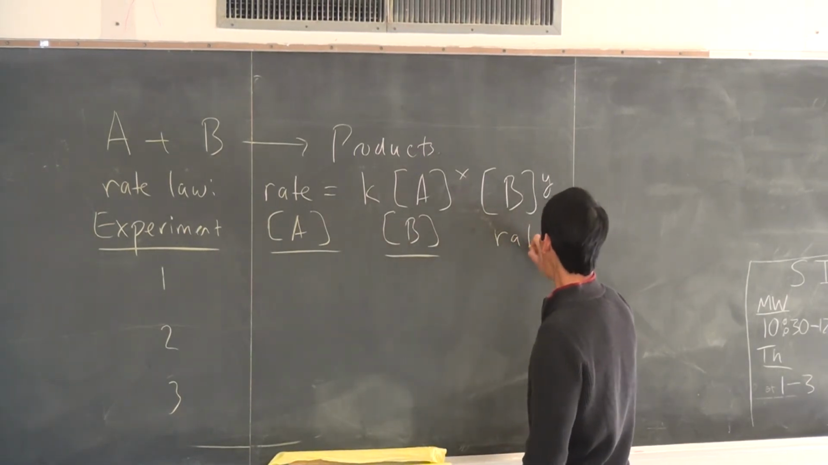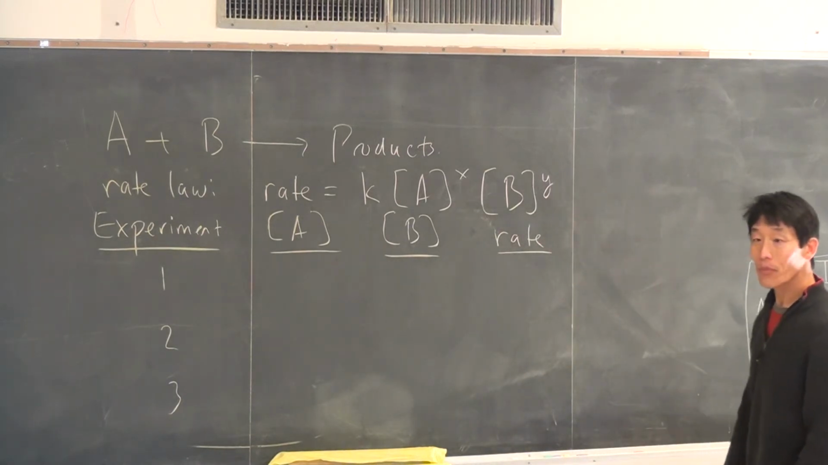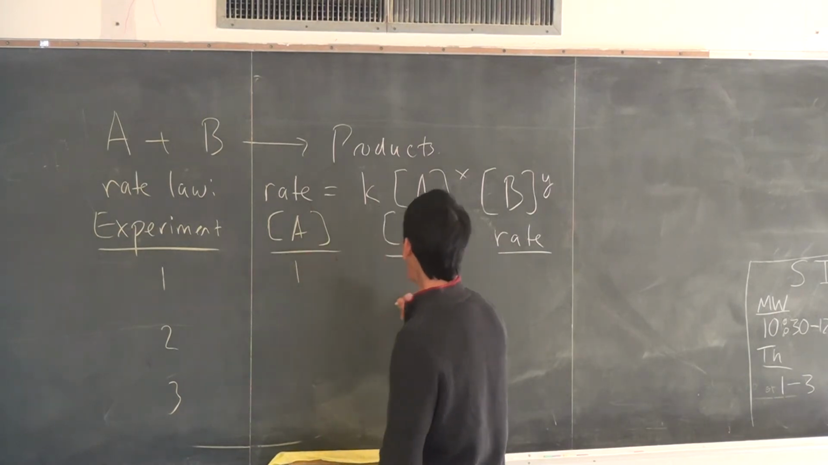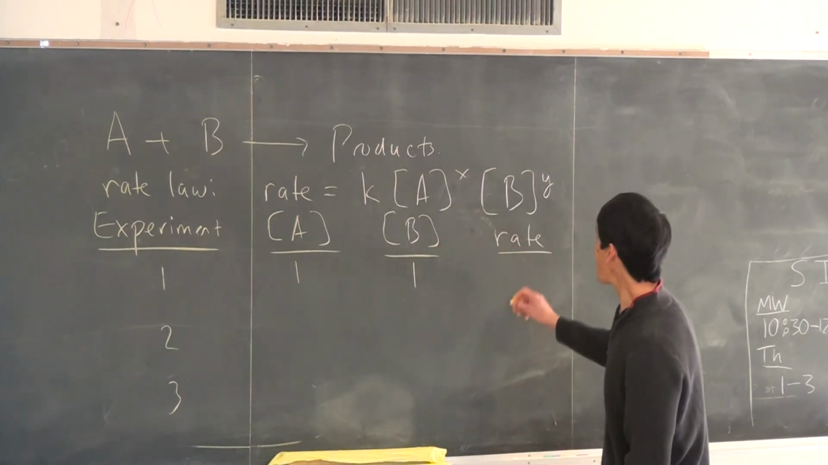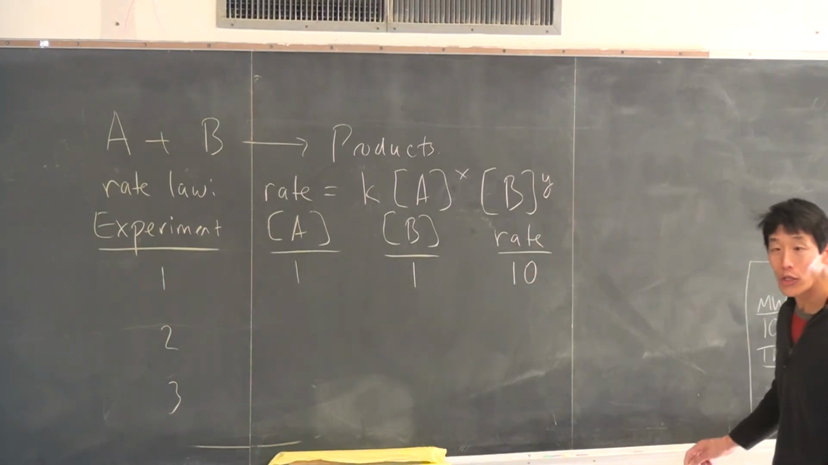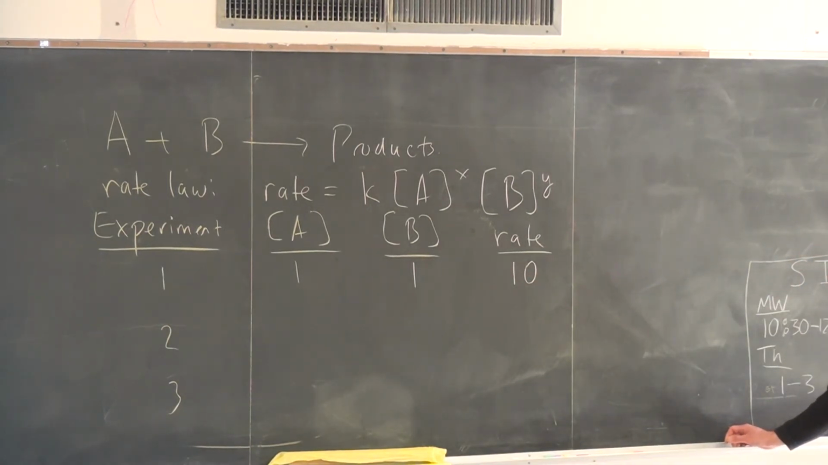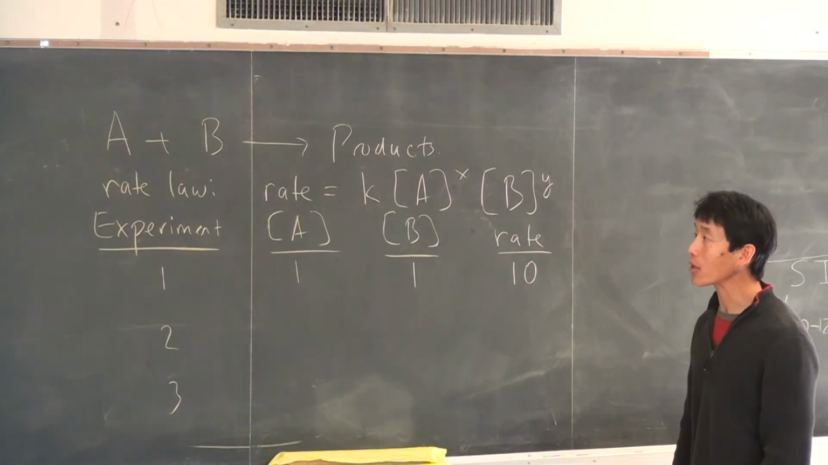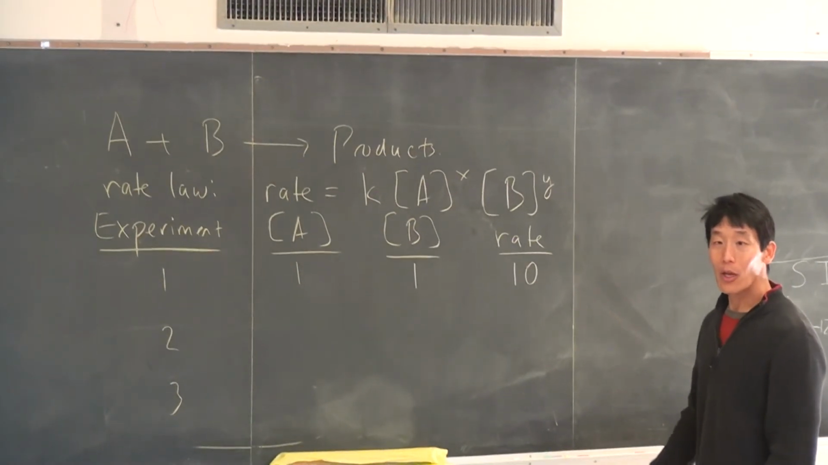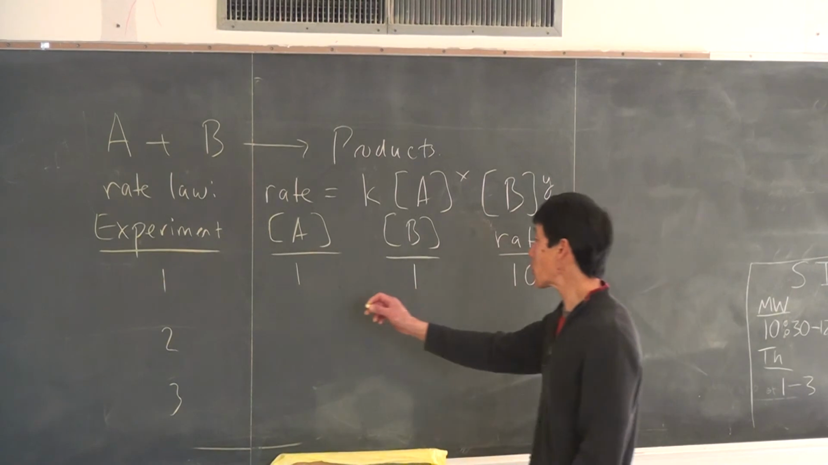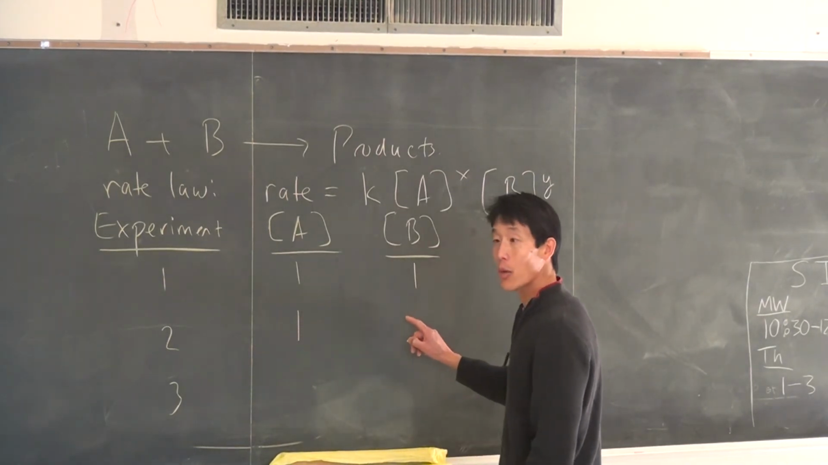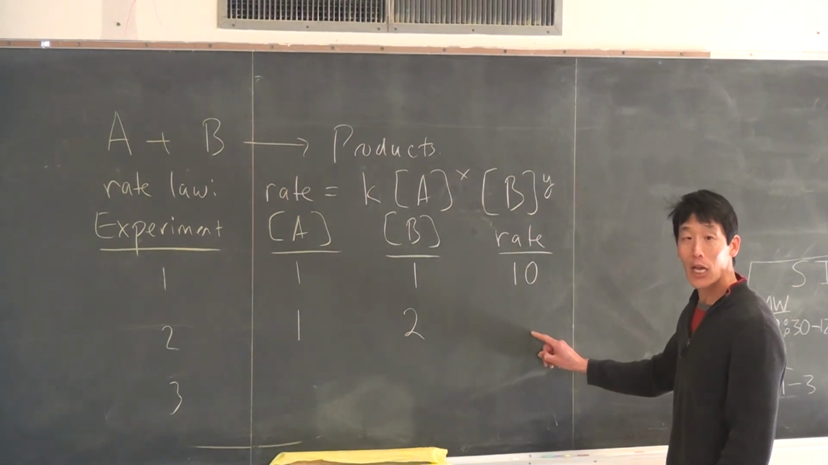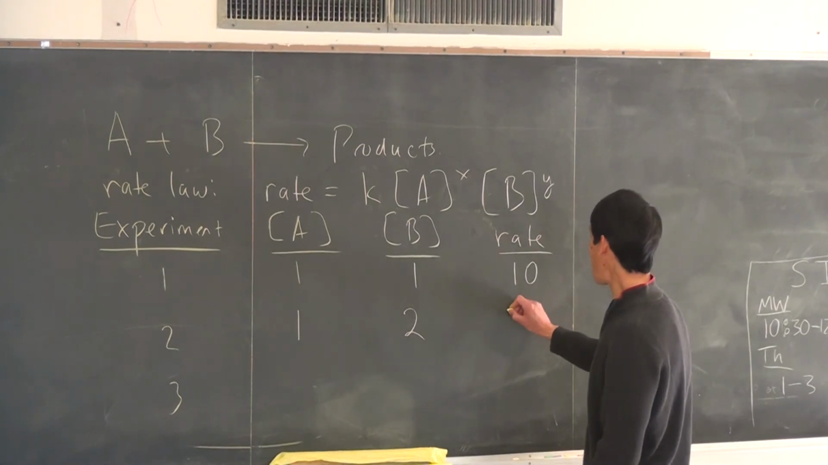Then we'll also figure out what the rate of this reaction is. Let's just say that in experiment 1, the concentration of A is 1, the concentration of B is 1. Let's say the rate is 10. We won't put any units in here right now. In experiment 2, let's follow step 1. We're going to change the concentration of one reactant, keep the other reactant concentration the same. So let's keep A the same, and we'll change the concentration of B to 2. We're going to measure the rate for experiment 2, see if it changes. So let's say that the rate goes from 10 to 20.